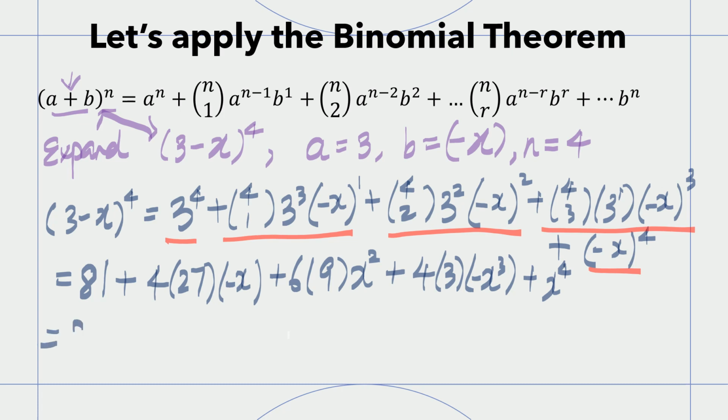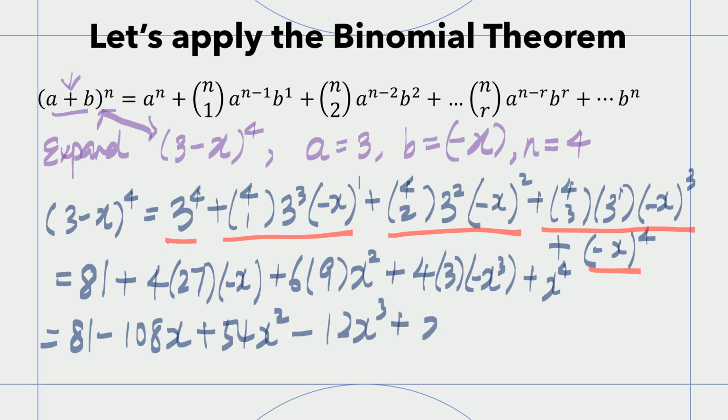Let's continue. 81. 4 times 27 times negative x will give you negative 108x. 6 times 9 will be 54. And then 4 times 3 times negative 1 will be negative 12. And then the last term is x to the power 4.